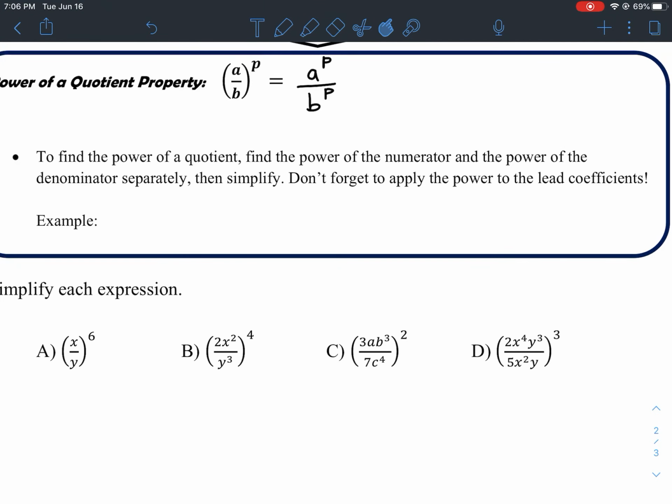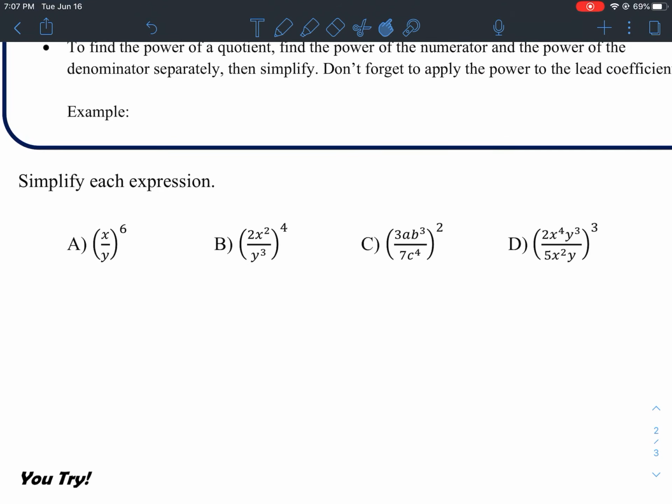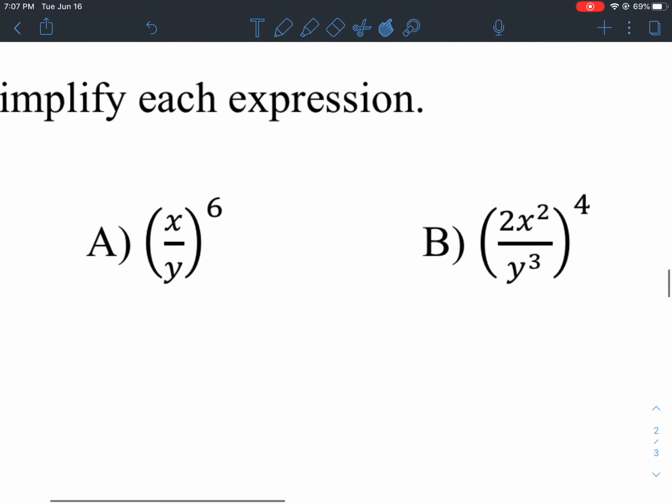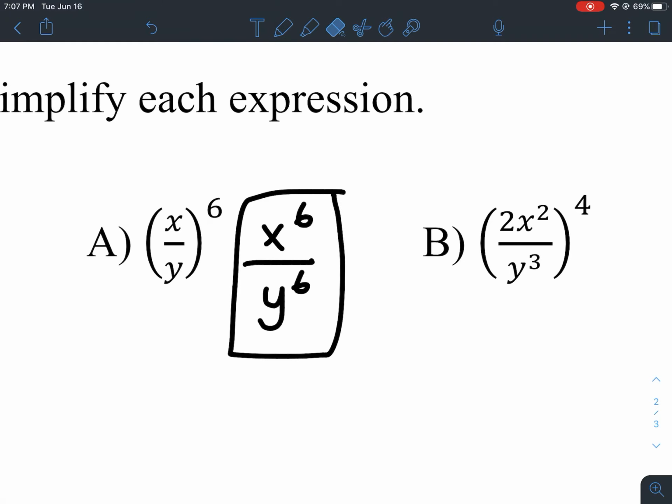Okay, and also, again, always simplify your coefficients when you can. So we're going to take a look at these examples below. So just like in the example here, I'm going to apply this 6 power to the numerator and denominator. Remember, in power rule, you're multiplying. So we have 1 times 6, which would be 6, and then we have 1 times 6, so we'd have y to the 6th. We can't simplify it any further because x and y are not the same base.